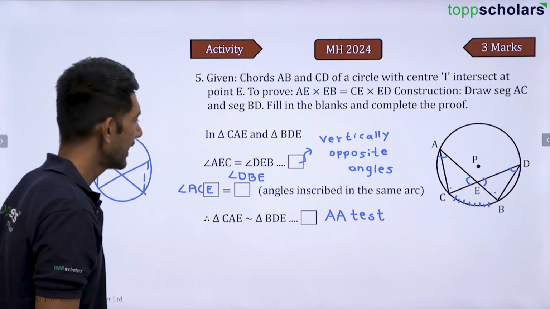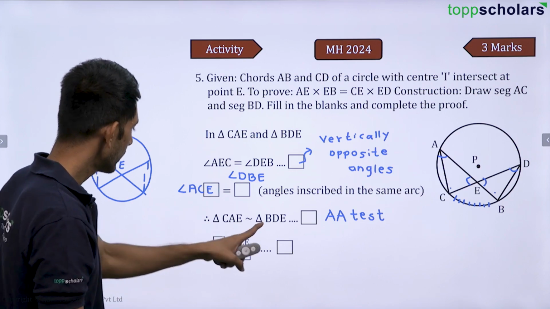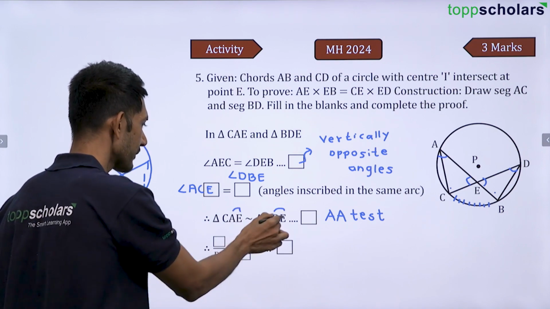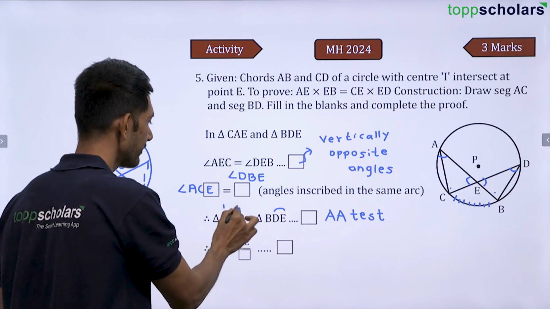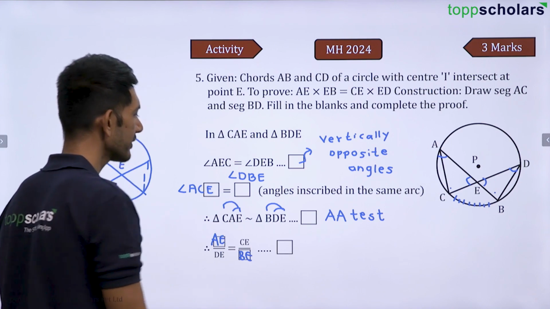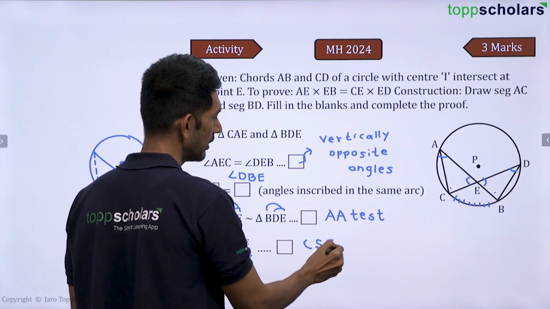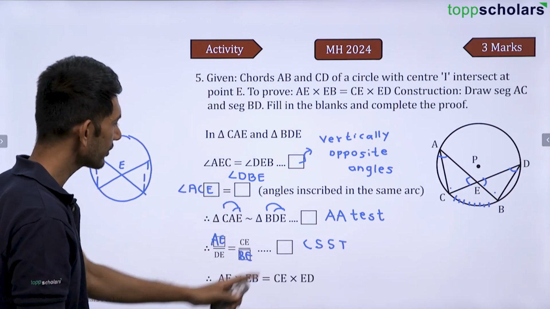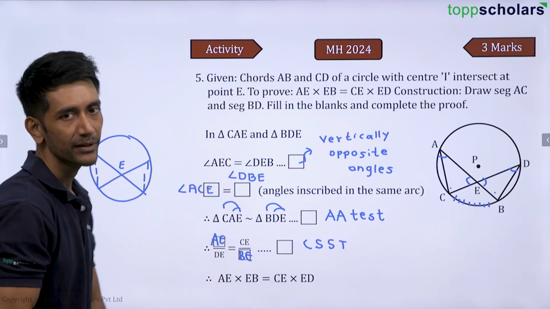And since the two triangles are similar, corresponding sides are in proportion. So here you have DE, so here you have AE corresponding. Here you have CE first and the third, then here you will have BE. What is the reason that you will write down? Corresponding sides of similar triangles, and then you cross multiply. So AE into BE is equal to CE into DE. Correct? So this completes the activity as well.